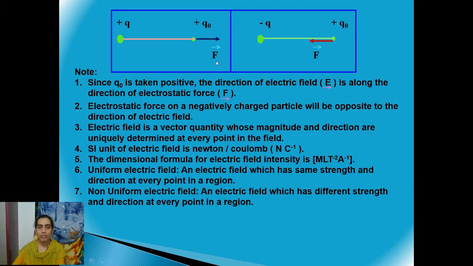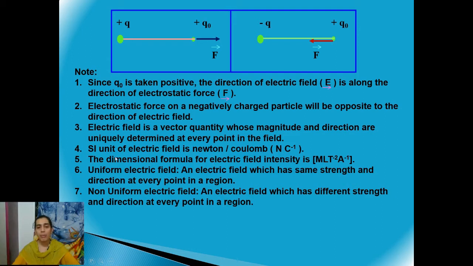Now you might have understood that electric field is also a vector quantity. Just like force, it has both magnitude and direction. At every point in the field, we can define the electric field, its magnitude and direction, uniquely, right? And how can we measure it? The SI unit of electric field is Newton per Coulomb. Why? Because it is force per unit charge. Force is expressed in Newton and charge is expressed in Coulomb. So the SI unit of electric field becomes Newton per Coulomb.